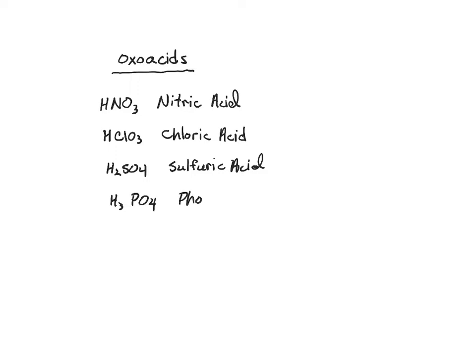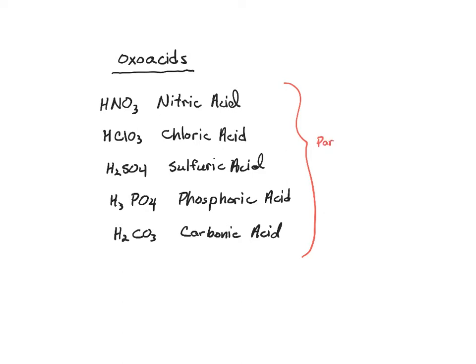And I'm afraid that you really just have to learn the names. There's a little bit of a system going here, but for the most part, you just need to know these. So we have nitric, chloric, sulfuric, phosphoric. We have H2CO3, which is carbonic acid. That's where we're going to end our list of oxoacids that we're interested in. Well, kind of. What we're going to do here is classify all of these as what I call parent acids.